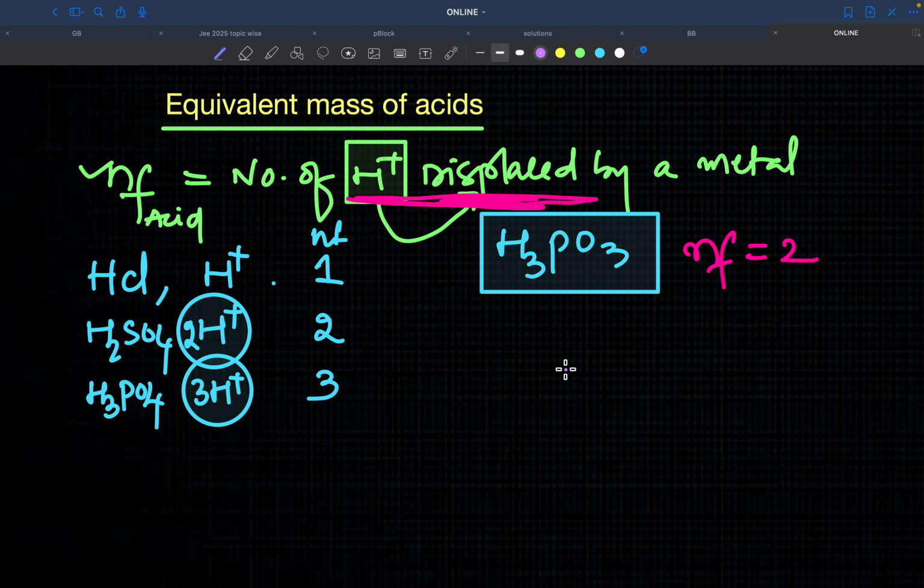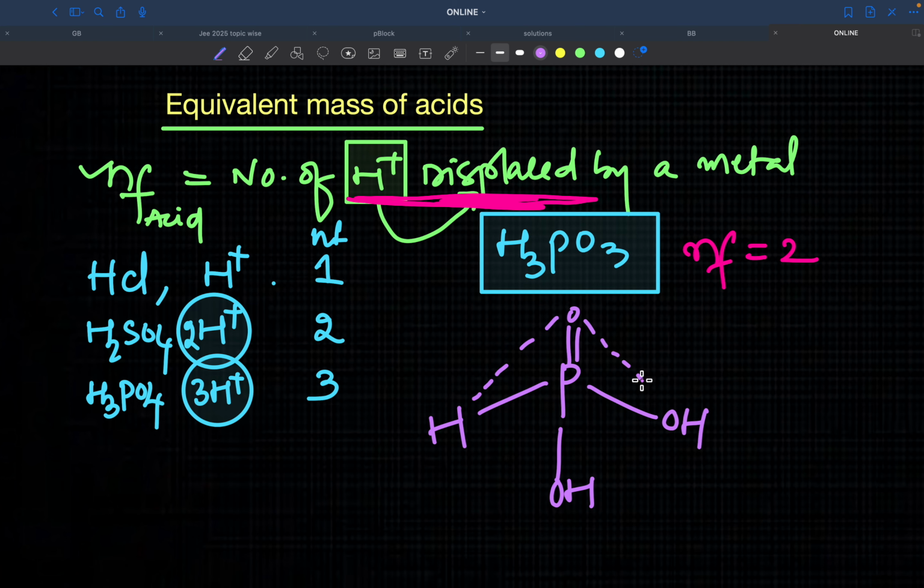So H3PO3: phosphorus is present like this, and you have 4 bonds. One OH is present here, another OH is present here, and here you have one hydrogen directly connected. So it has tetrahedral geometry. H3PO3 is like this, hybridization sp3, phosphorous acid, which we have seen.